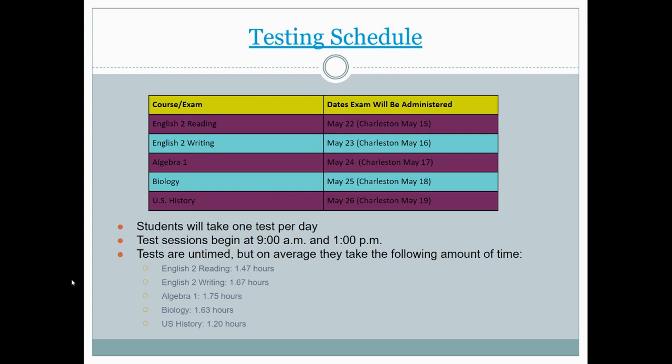So for example, for algebra, the student should be testing on May 24th. They can't take that test prior to May 24th. They could take it as a makeup on the 25th or 26th, but you can't take a test early. We do have 2 test sessions for each day, one beginning at 9 a.m. and one at 1 p.m. And again, the tests are untimed, but you can see on average how long each test takes.